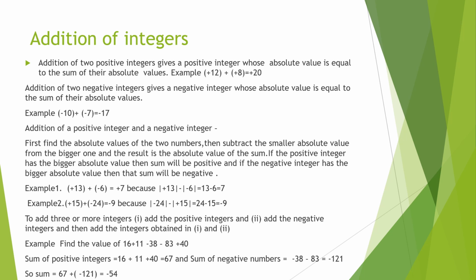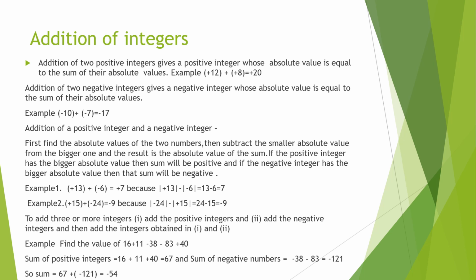To add 3 or more integers. So if we have to add 3 or more integers, first we add the positive integers, then we add the negative integers, and then we add the two results. For example, find the value of 16 plus 11 minus 38 minus 83 plus 40.